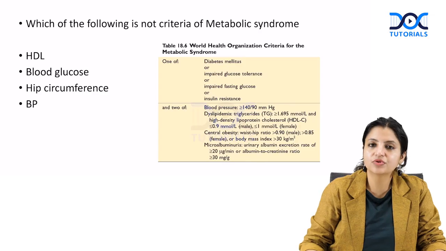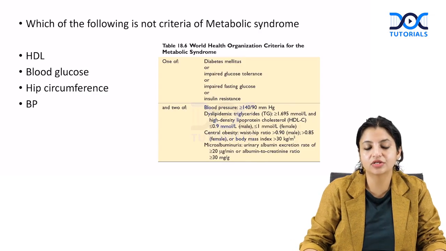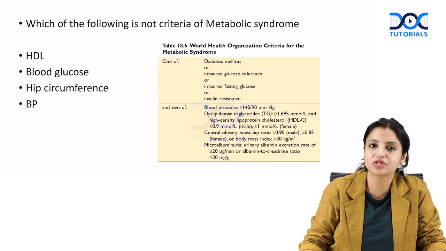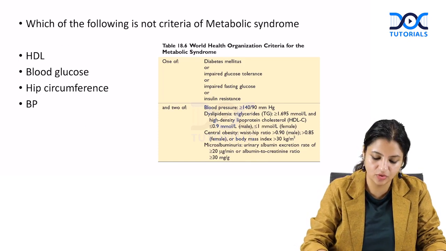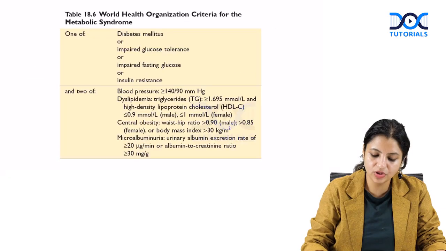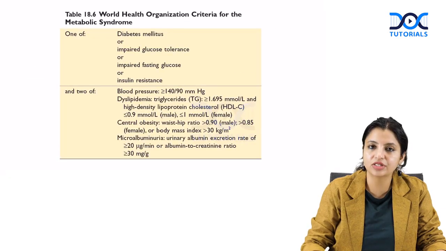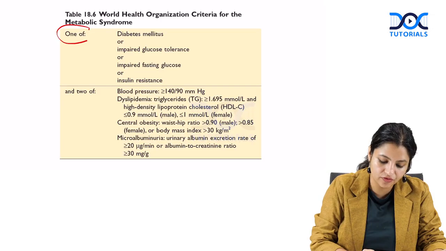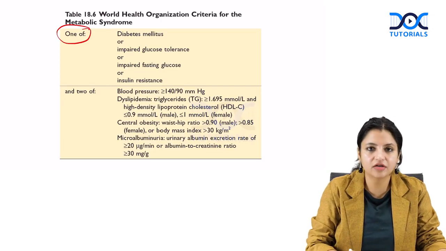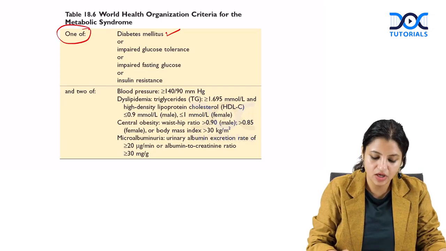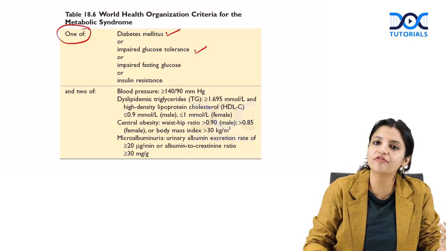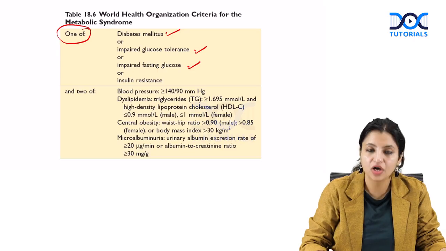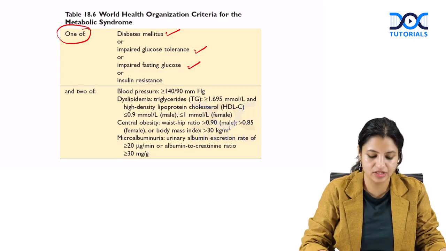Okay. Next was which is not a criterion of metabolic syndrome. Exactly, I don't know the exact options that were provided, so I gave you a chart. What is a criterion for metabolic syndrome? According to the WHO, the criteria of metabolic syndrome: the patient should have either frank diabetes mellitus, or impaired glucose tolerance test, or impaired fasting glucose test, or documented insulin resistance.